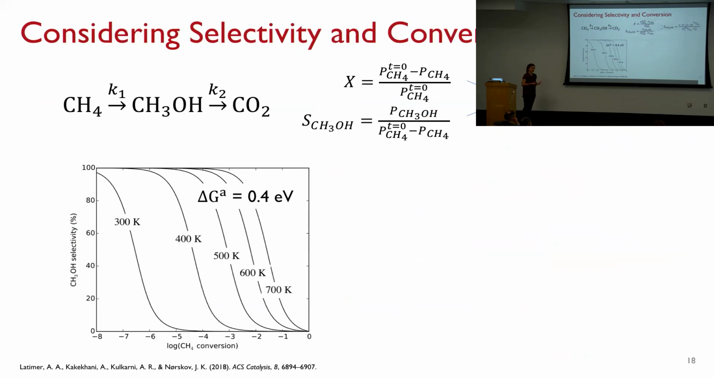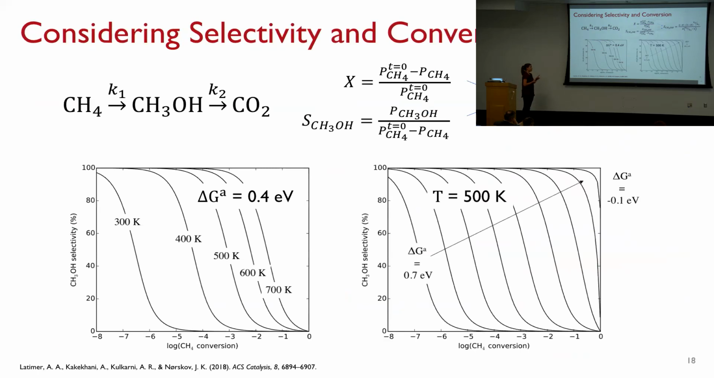We can now explore what this expression looks like as we vary the parameters in it. So if we hold delta GA, which is another way of saying K2 over K1, constant and we vary temperature, you can see that going from a low temperature to a high temperature is favorable for us. If you're looking at 300 Kelvin, you can only maintain high selectivities at log methane conversions of 10 to the minus 7 or 8. But if you're at 700 Kelvin, now that conversion jumps up to 10 to the minus 2 or so.